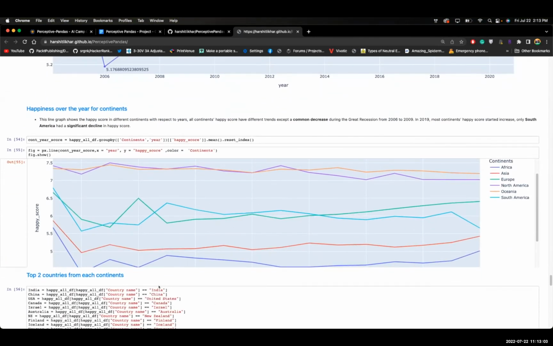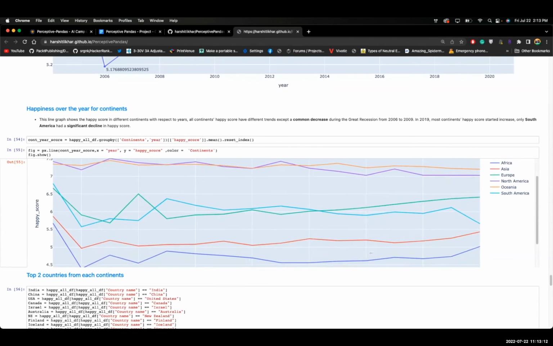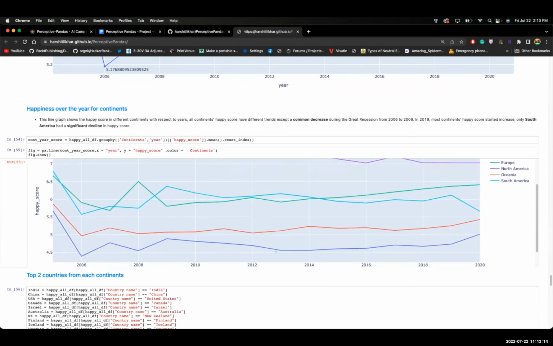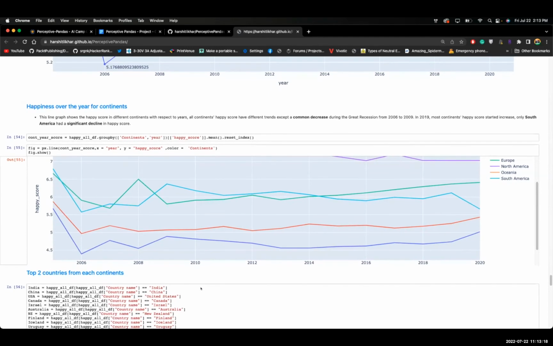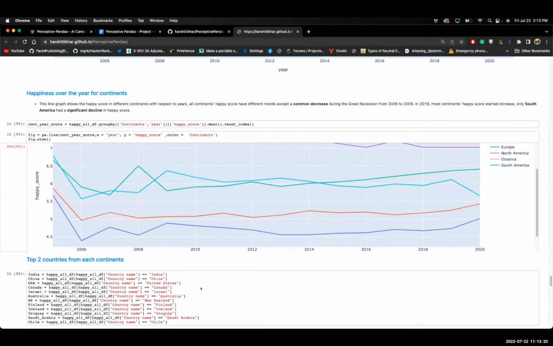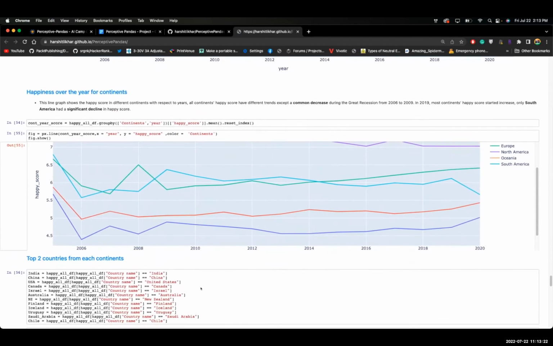And next we have happiness score over the years for each continent. All continents' happiness scores have different trends, except a common decrease during the Great Recession from 2006 to 2009. And also in 2019, most continents' happiness scores started to increase. Only South America had a significant decline in happiness score.